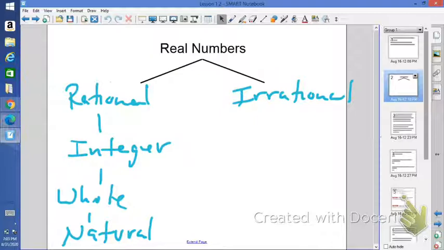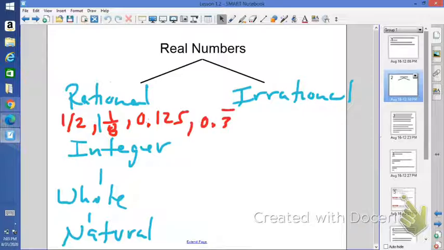Alright, so what's a rational number? It's any number you can write as a fraction. So 1/2. It's also a number whose decimal form terminates or ends. So 1/8. If you plug in 1 divided by 8 into your calculator, you're going to get 0.125. Notice how that ends. So that's rational. Rational numbers also have repeating decimals. So 0.3 repeating, or 1/3.